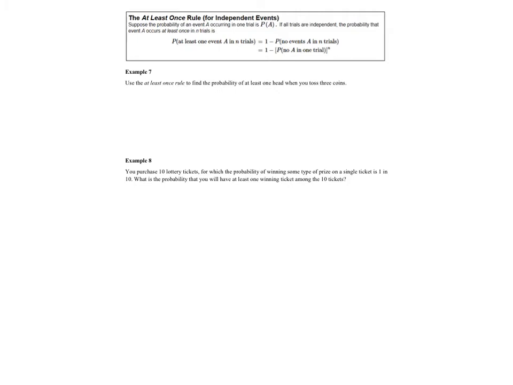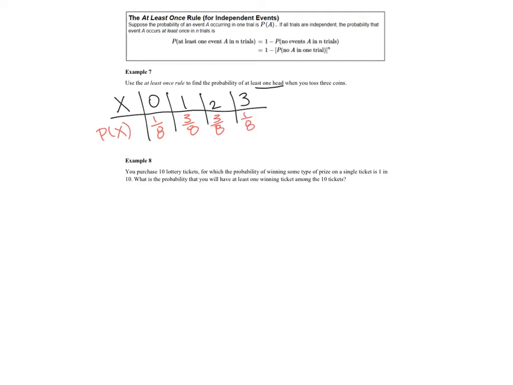If you want to look at at least one head, well, here are all the possible outcomes when you throw 3 coins. There are 0 heads, 1 head, 2 heads, and 3 heads. And the probability of each event we've already calculated to be: the probability of 0 heads was 1 out of 8, 1 head was 3 out of 8, 2 heads was 3 out of 8, and 3 heads was 1 out of 8. And remember, this is a valid distribution because these all add up to 1.